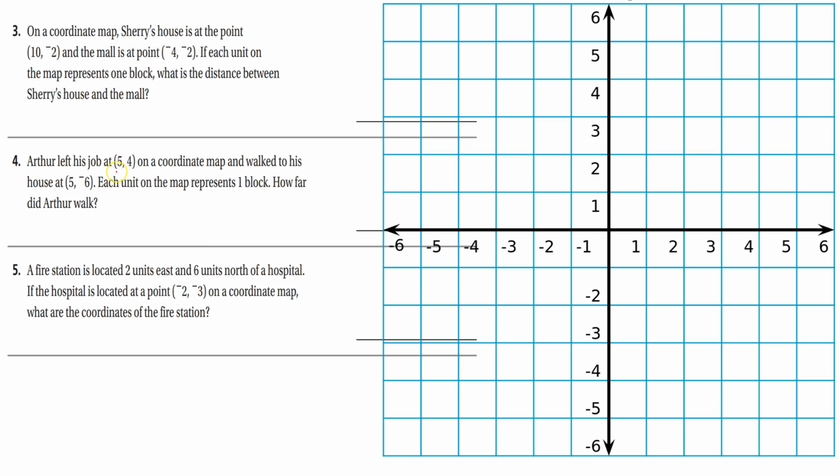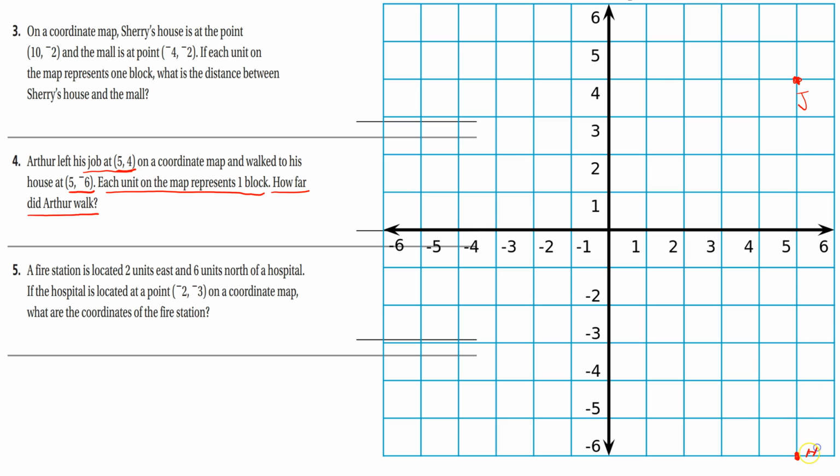Okay, Arthur left his job at 5, 4 on a coordinate plane and walked to his house at 5, -6. Each unit on the map represents one block. How far did Arthur walk? Okay, so we put his job at 5, 4. So 5 is the first one, so I move over to the right 5. And then +4, 1, 2, 3, 4. That's going to be his job. And then his house is at 5, -6: 1, 2, 3, 4, 5, 6.